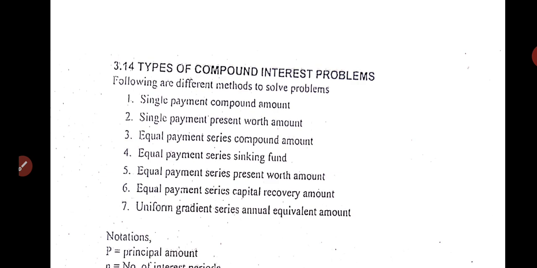Now in the second case, single payment present worth method, single payment present worth amount. Here it is the opposite of this. In the first, what we said, I am investing 1 lakh rupees for 5 years at 8% interest, so how much am I going to get after 5 years? Now this is exactly the opposite. Suppose I am getting 3 lakh rupees. In this case, if I invest 1 lakh rupees and I am getting 3 lakhs at the end of 5 years.